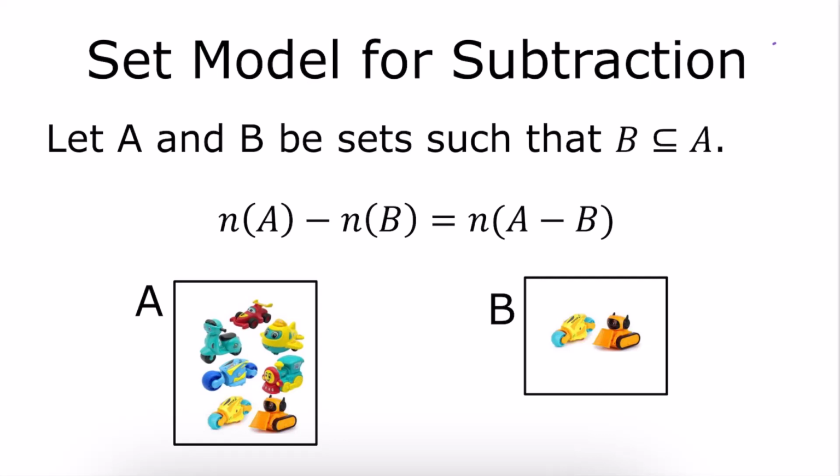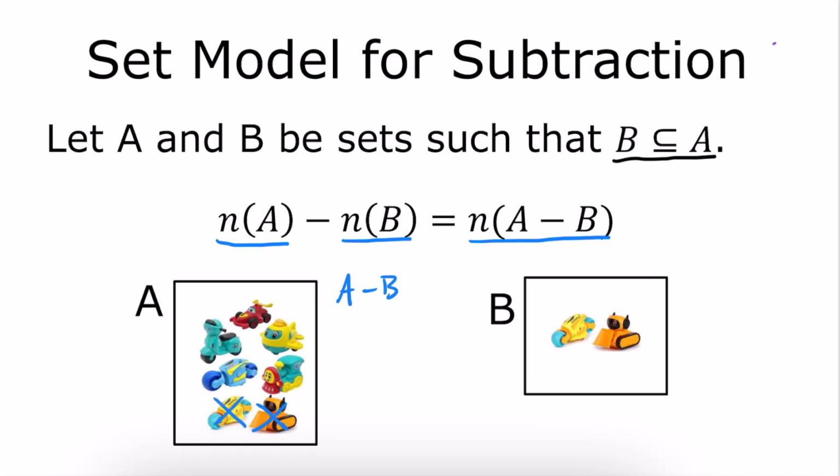So if we have A and B, where B is a subset of A, meaning that everything that's in B is also in A, then the way that we define subtraction is we say that the number of items in set A minus the number of items in set B equals the number of items in the new set A without B. So remember that the set A without B is basically all of the elements that are in A that are not in B.